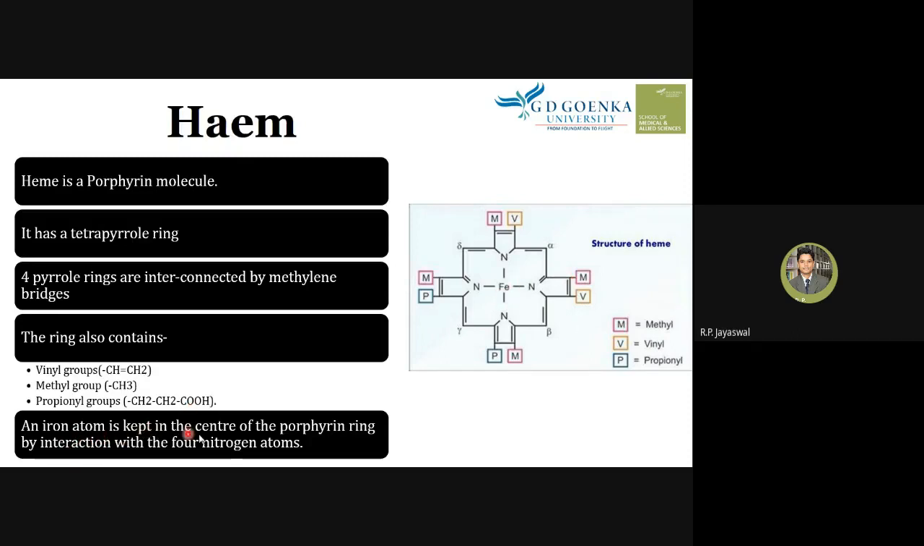It is kept in the center of the porphyrin ring by interconnecting with the 4 nitrogen atoms. So these are the 4 nitrogen atoms, each from one pyrrole, and they usually interact with the iron molecule. Together, this entire structure is the structure of the heme.